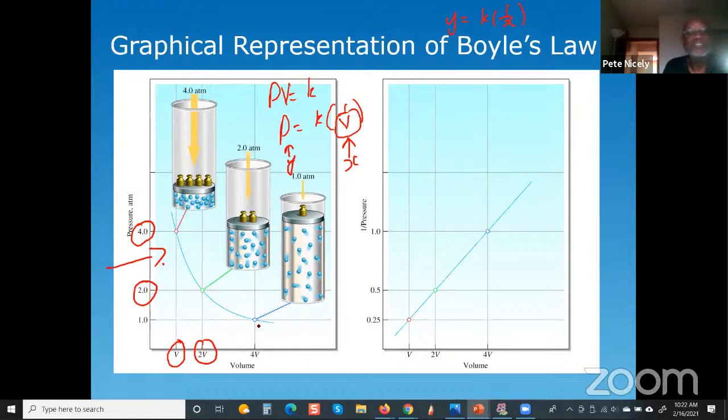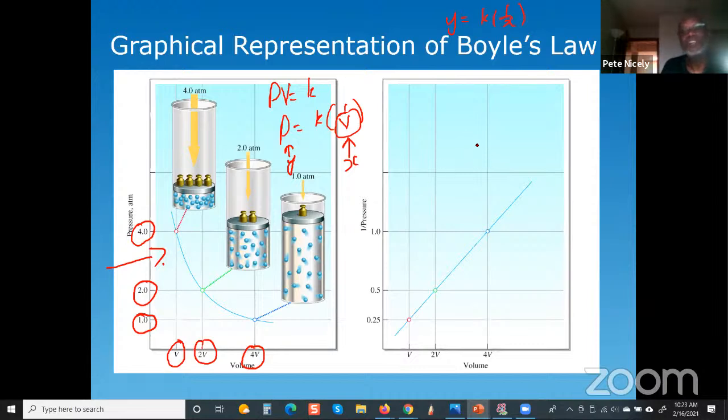If you continue to increase the volume, again by doubling to 4V, you see that the pressure is again reduced by half, from 2.0 to 1.0. So that shows you, again, the inverse relationship between pressure and volume.